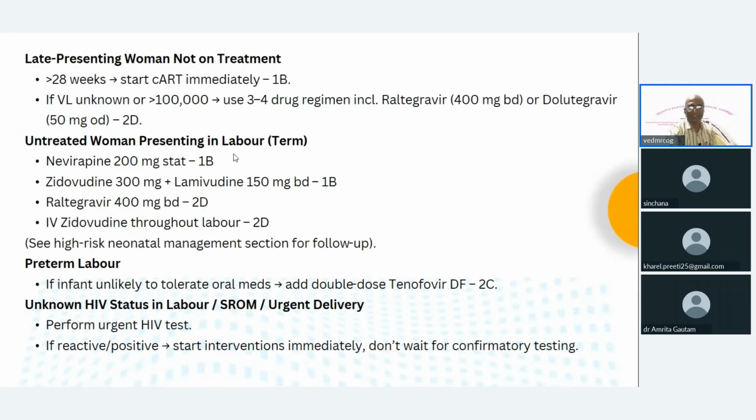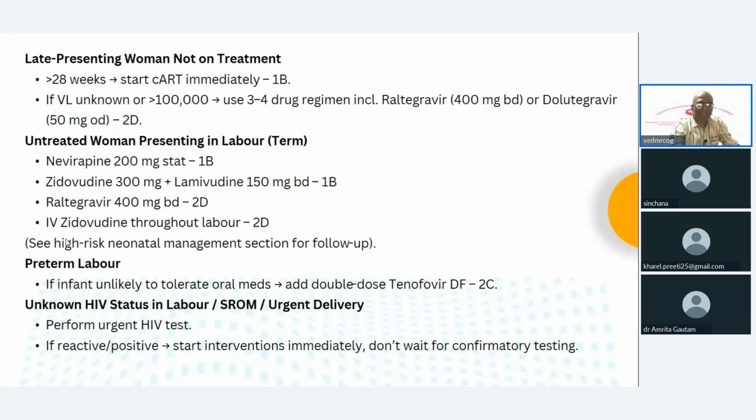Then untreated women presenting in labor. Now you have a scenario in which the patient is not on CART and she comes to you in labor. Then what will you do? You will give nevirapine 200 milligram stat, that is an NNRTI. Then you will give NRTIs, 2 drugs from NRTI. So the 2 drugs are zidovudine 300 milligram and lamivudine 150 milligram BD, and raltegravir, that is an integrase inhibitor, 400 BD, and also you will give IV zidovudine throughout the labor. So here again 4 drugs: 2 NRTIs, 1 NNRTI, and 1 integrase inhibitor.